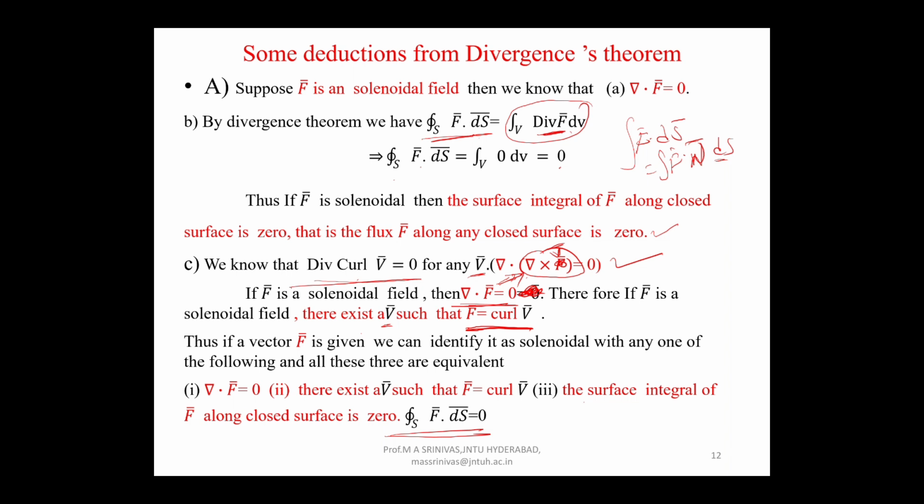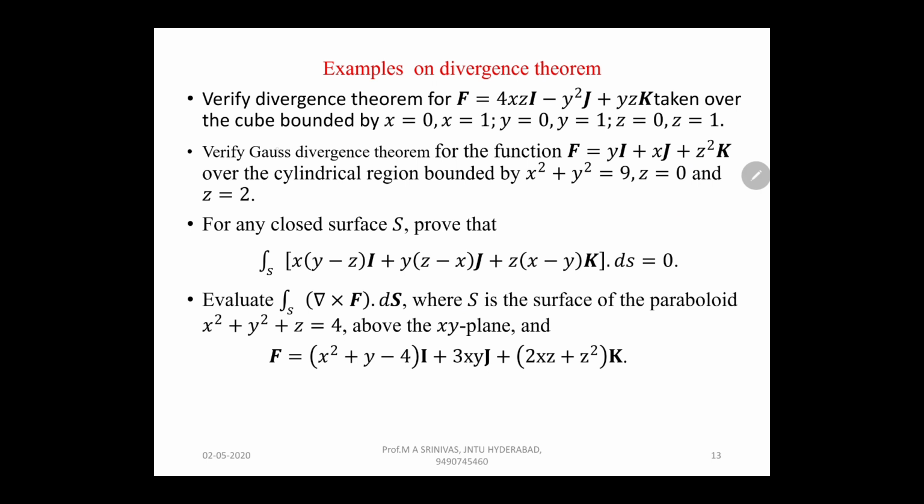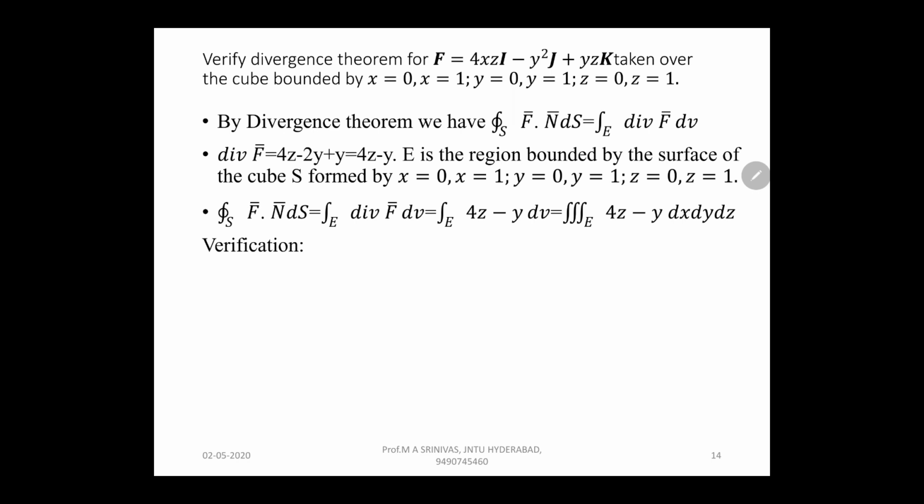Let us solve a few problems on it, and then we'll move further. So verify the divergence theorem. This is taken over the cube bounded by this. Verification means we need to find both the surface integral and the volume integral, and observe whether both are the same or not. If they don't become equal, then the divergence theorem is not wrong, because we are going to verify that both should be the same. So what is the function he has given? 4xz i bar minus y square j bar plus yz k bar. That is the f bar he has given.